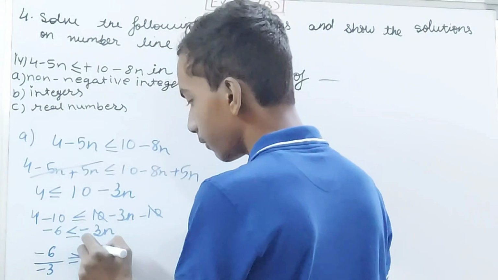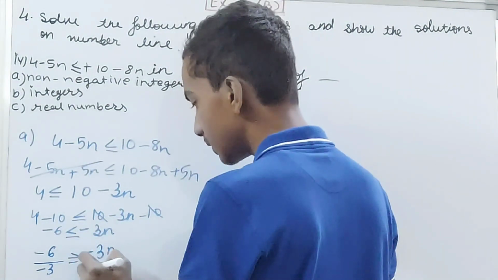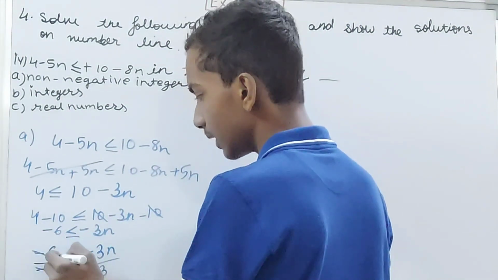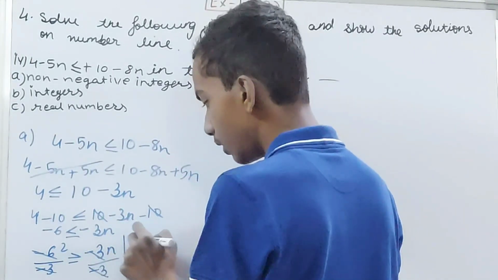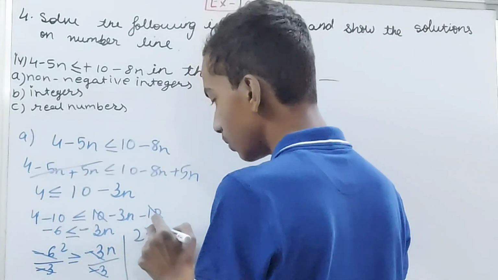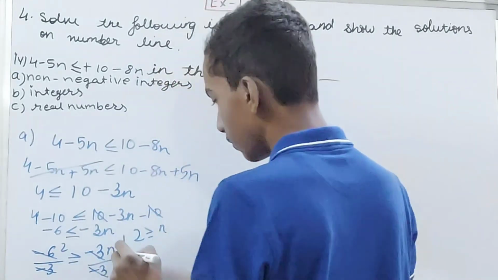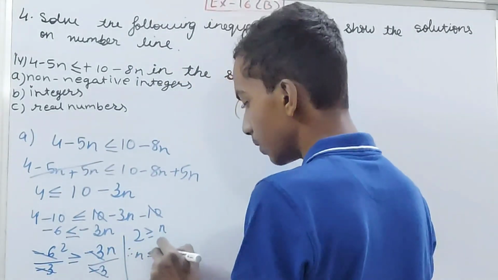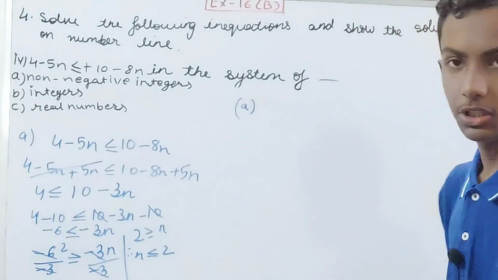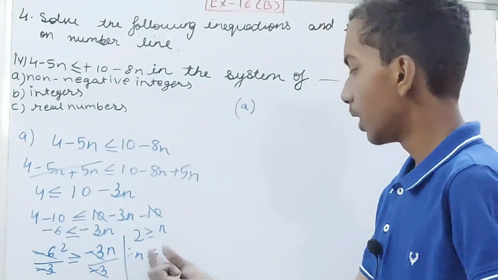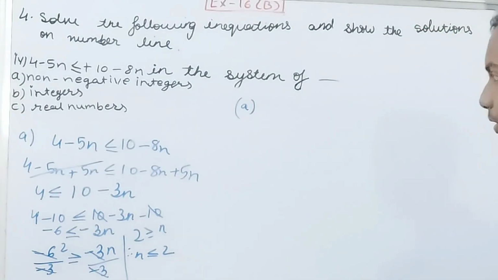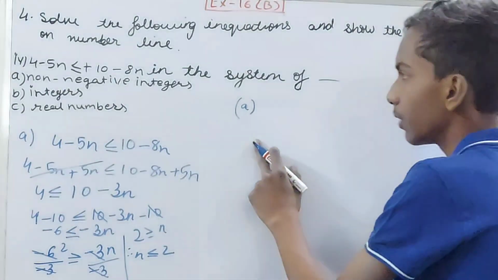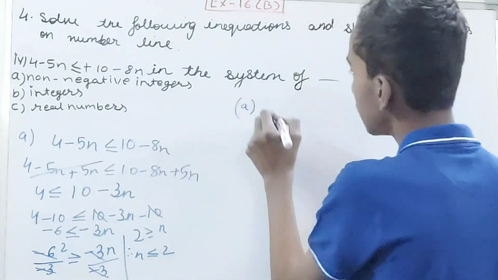So we have minus 3n upon minus 3, so cancel, this will be 2, this cancels. So your 2 is greater than or equal to n, right? Therefore n is less than or equal to 2. So your sign will again change when you are moving the terms from this side to this side. Now n is less than or equal to 2, and first we are going to make it for non-negative integers.